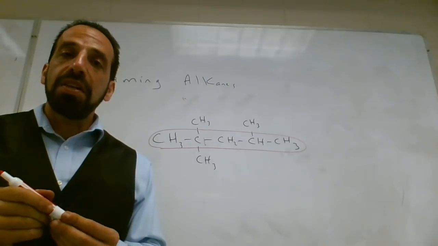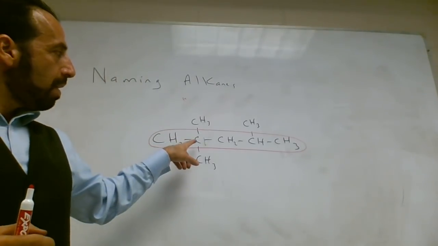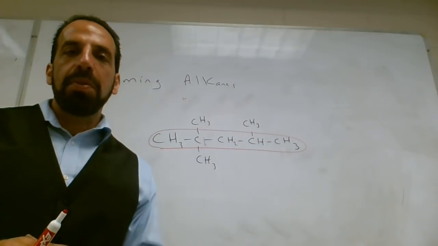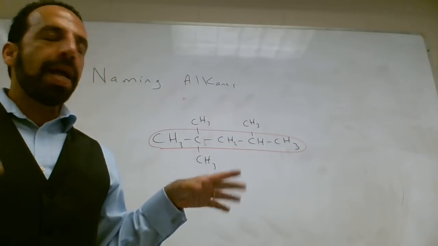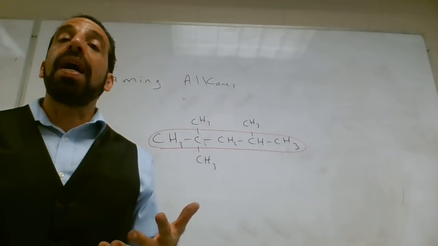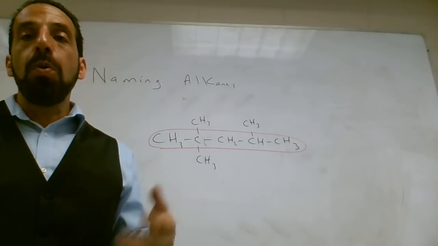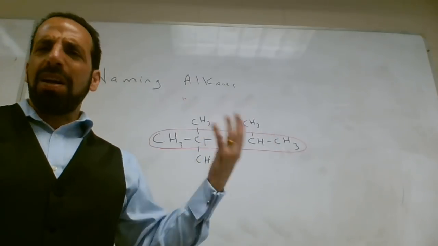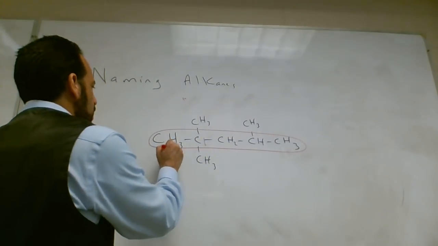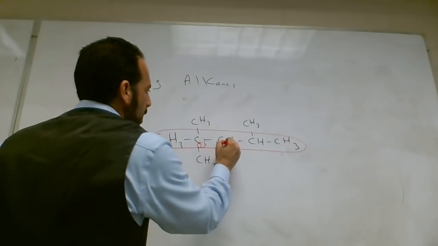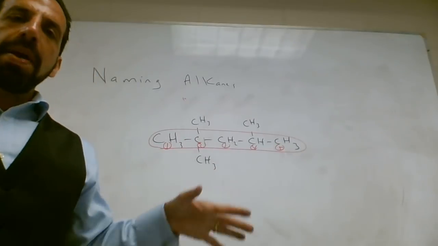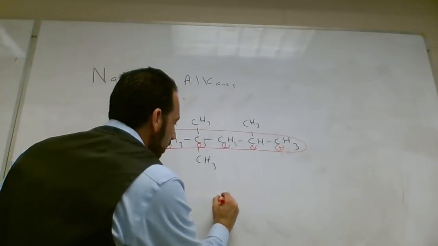Now I got to decide which side to start on. If I start on this side, my first substituent was on carbon number 2. If I start on this side, my first substituent was on carbon number 2 also. But remember now, if I start from left to right, I have 2 substituents on there, so that breaks the tie. So the second one will be on carbon number 2. If I go from right to left, I think it'll be on carbon number 4. So we go ahead and start from left to right. So 1. So that's my main chain. So that's pentane.